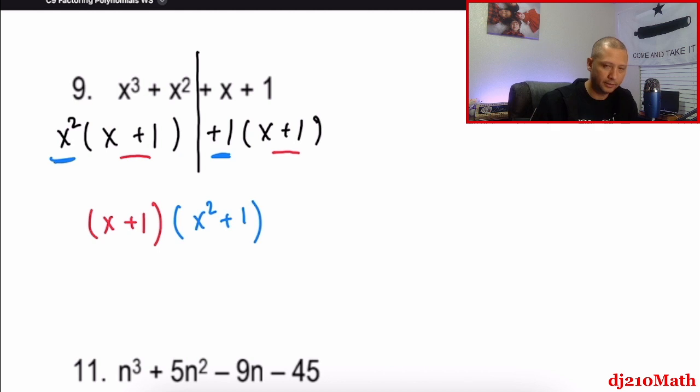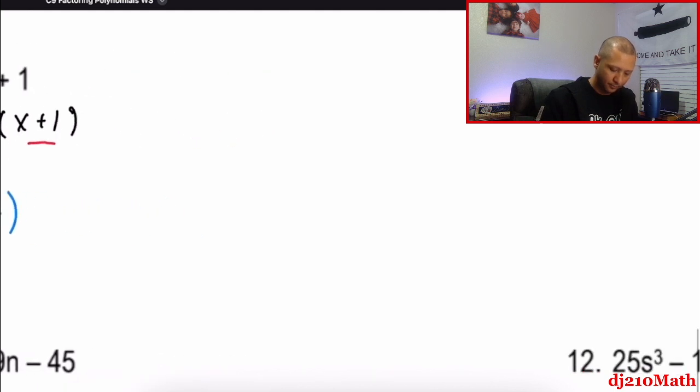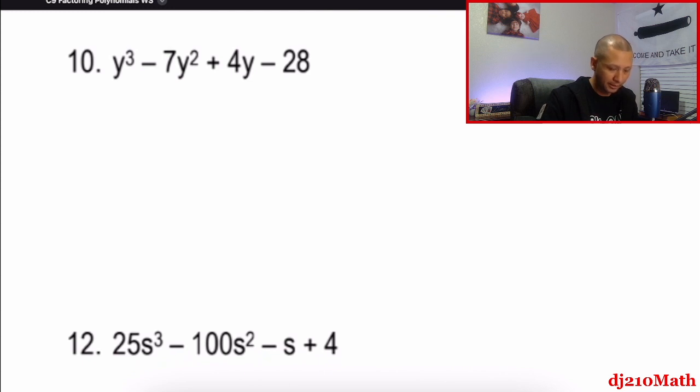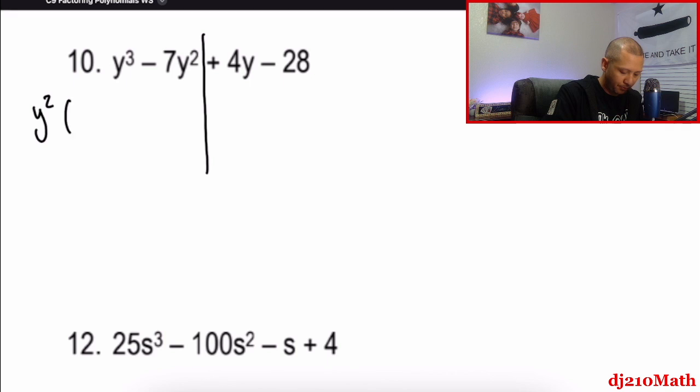Right? There's no such thing as a sum of squares. It doesn't work out. Okay, number 10. All right, split it like we know how. Left 2 terms. Y squared is the only thing I can take out. Left behind is y minus 7.